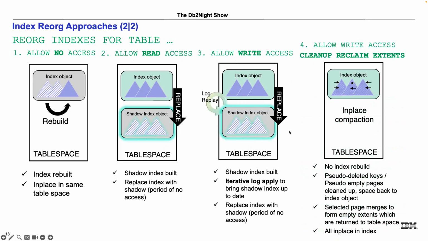The last one is in-place compaction. This is the least disruptive one. It does not rebuild the index. It deletes or clears out pseudo deleted keys and merges leaf pages while keeping the index online. So depending on your availability needs and the space situation, you can choose between the full rebuild or the lighter touch cleanup option.